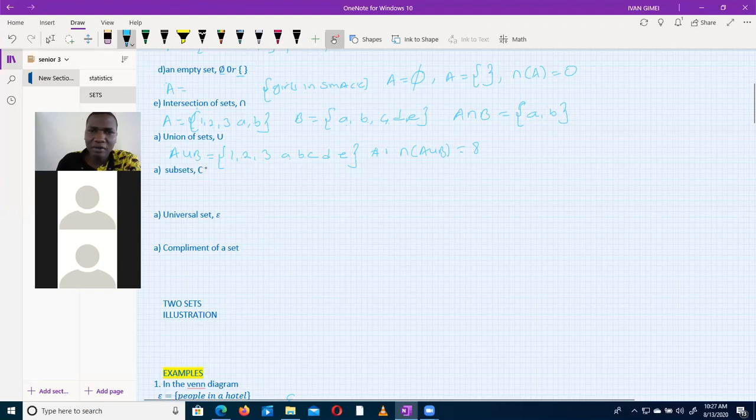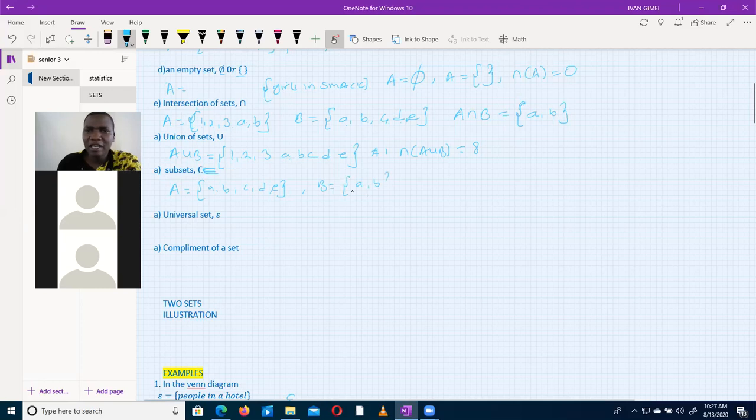Subset, we use this symbol. I look for the proper symbol in my symbols. I didn't find it. So something like an elongated C, a C which is a bit long like that. So if I have set A equals to, let's say, A, B, C, D, E. And my set B is equals to, let's say, A, B, like that.